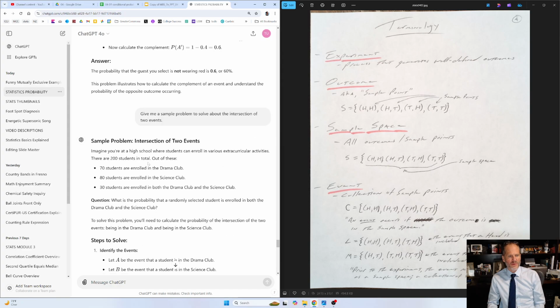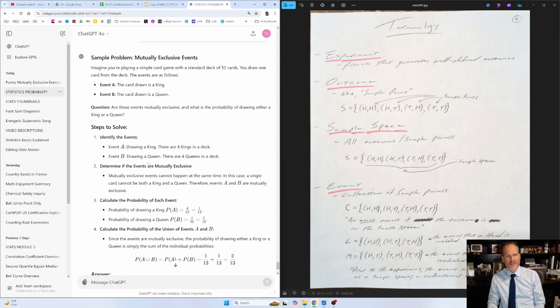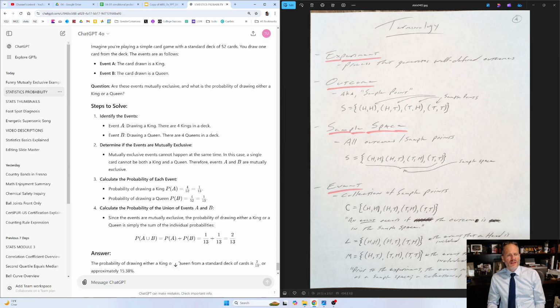And so here's an example just to illustrate mutually exclusive events. You have a deck of cards, and event A is you draw a king, and event B is a queen is drawn. Are these events mutually exclusive? And what is the probability of drawing either a king or a queen? So you have to identify the events. Event A, draw a king. Event B, draw a queen.